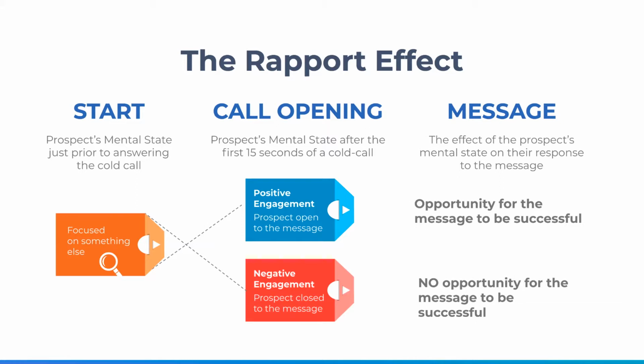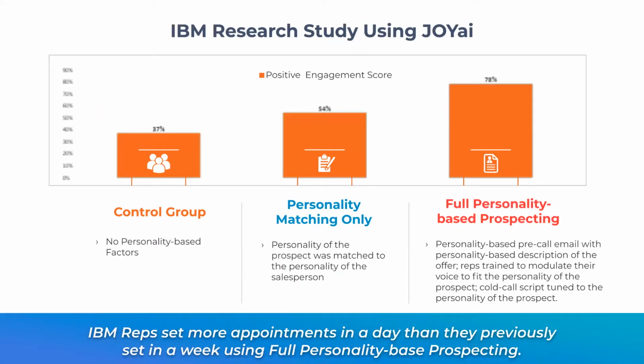They may have just bought something similar and just have no ability to buy. That doesn't mean that the rep didn't do a good job and can call back again. So positive engagement versus negative engagement. Let's look at the results when you take personality, or sometimes we'll call personality interchangeable with temperament, into account. So if we could go to the next slide.